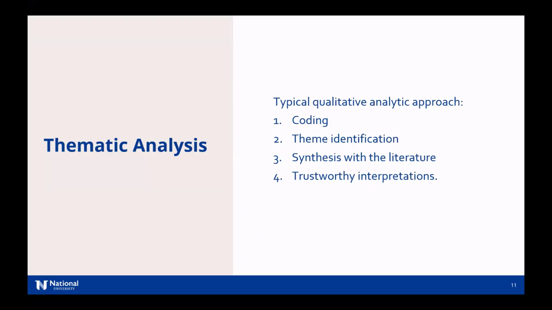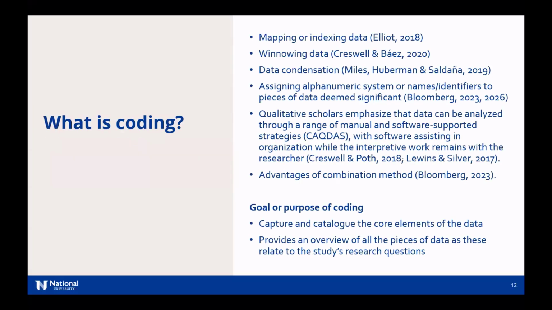So thematic analysis involves coding, theme identification, synthesis with the literature, and then producing trustworthy interpretations. So what is coding? This word is thrown around a lot, and it's also described very differently in the literature. So I just want to make sure that I go through all the different ways that coding can be referred to.